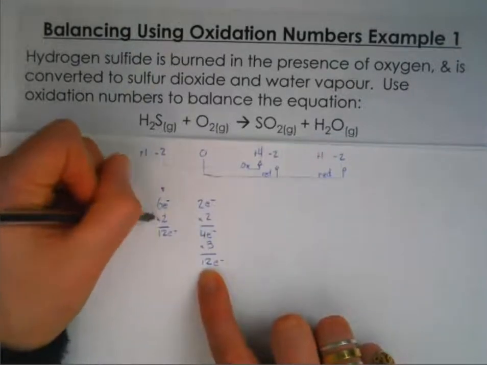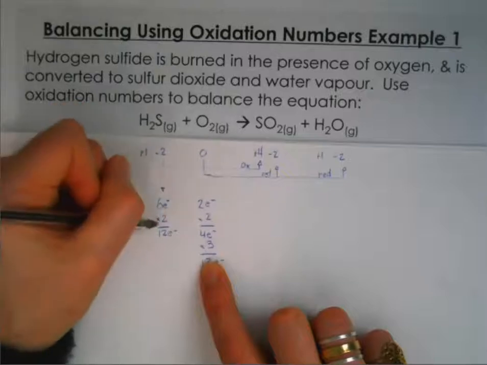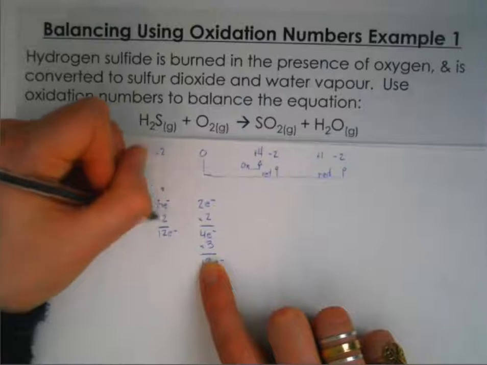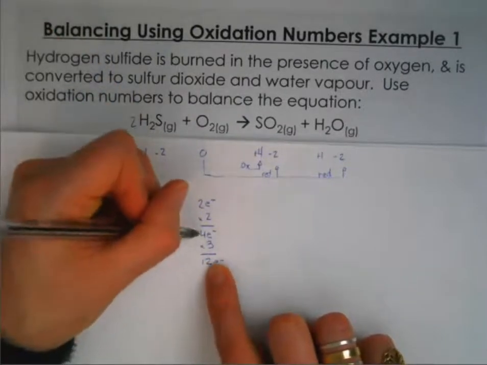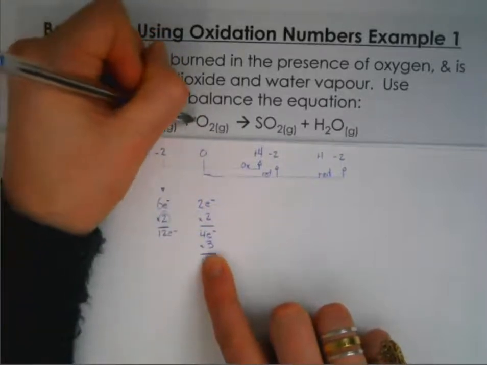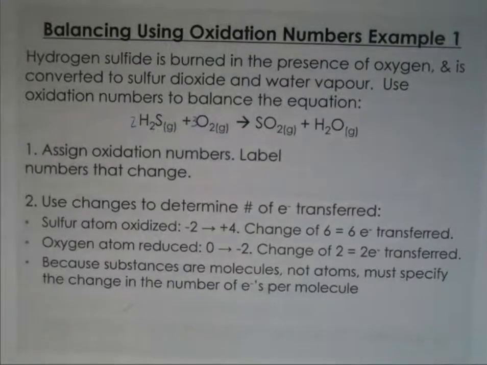So the value that we came up with to make those numbers equal is going to be the coefficient for the molecule that these electrons were a part of. So in this case, the 6 electron transfer was coming from H2S. So the coefficient of 2 is going to go in front of H2S. The 4 electrons that were being transferred were from the oxygen, so that needs a coefficient of 3. Okay, and so now all we have to do after that is go in and balance the rest of the components of the equation if we need to.